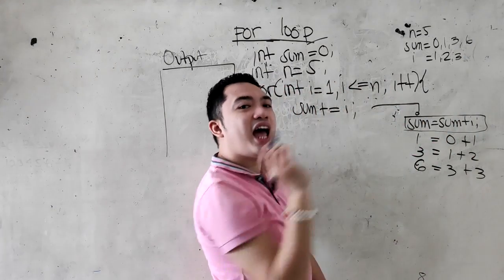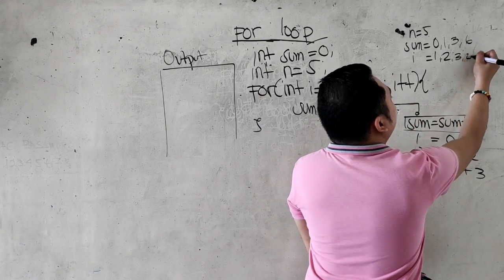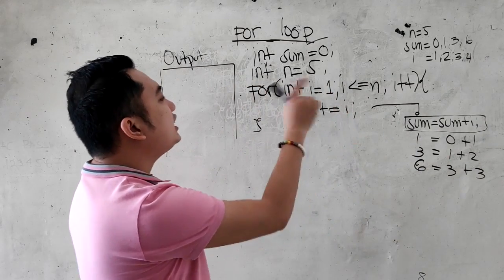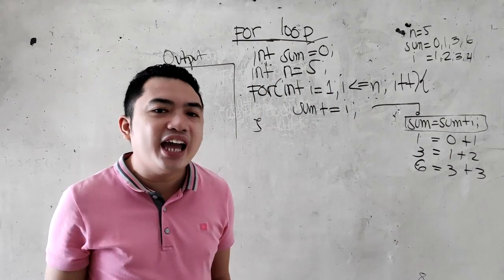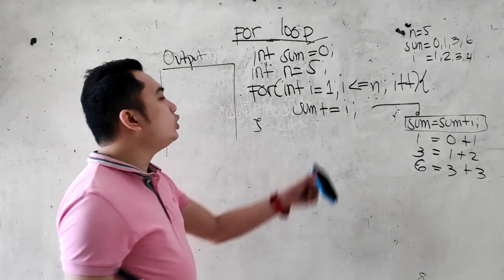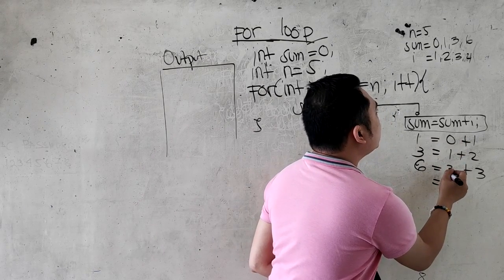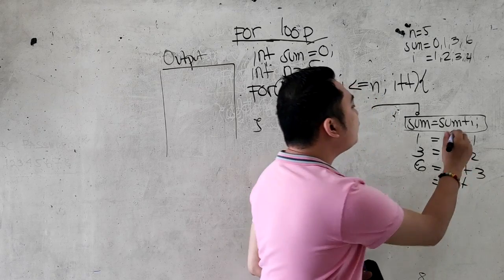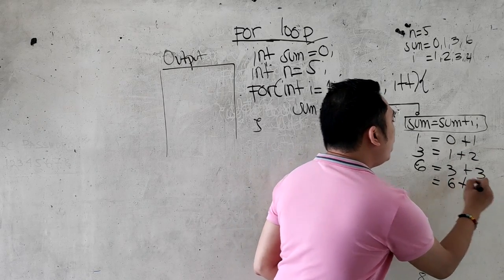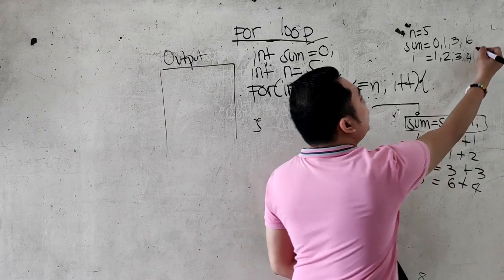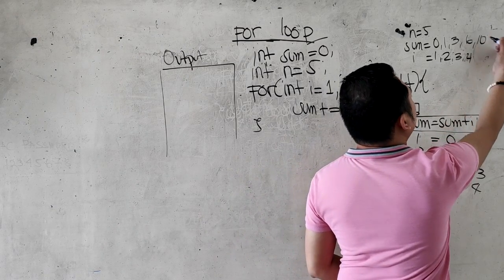We increment I, and it will become 4. So 4 is lesser than equal to n, or 5, which is still true. So sum plus equals to I. Our current value of sum is 6, plus our current value of I, which is 4. So 6 plus 4 is 10. Our new value of sum is 10.